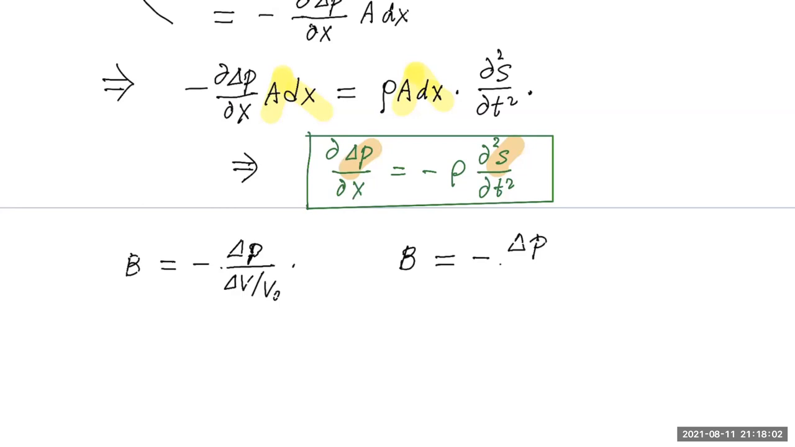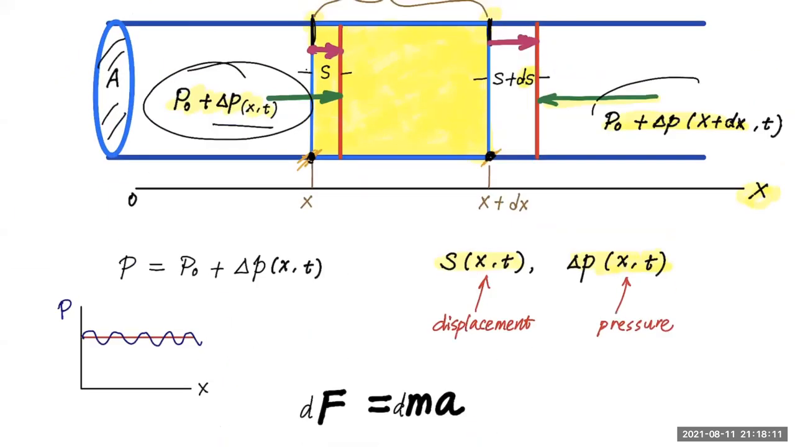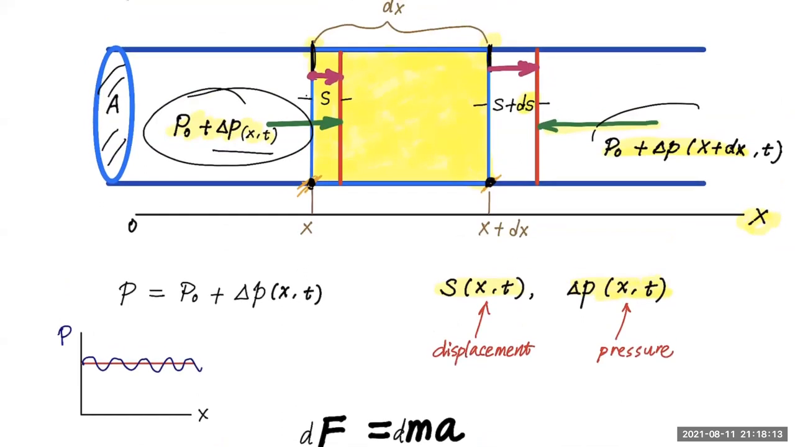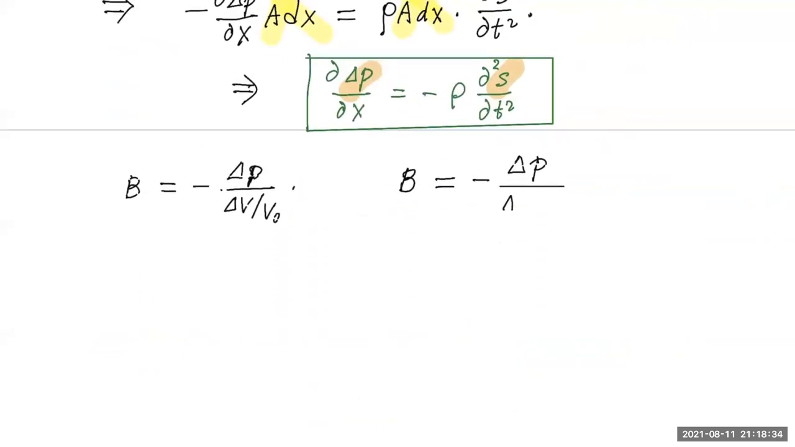You divide by delta V over V naught. What's delta V? Delta V is the change in volume. What's the change in volume? Well, the change in volume is because the left edge and the right edge move by different amounts. In our case, the right edge moved by an extra distance of ds. Therefore, it claims an extra volume, which is A times ds. So the overall change in the volume is A times ds.